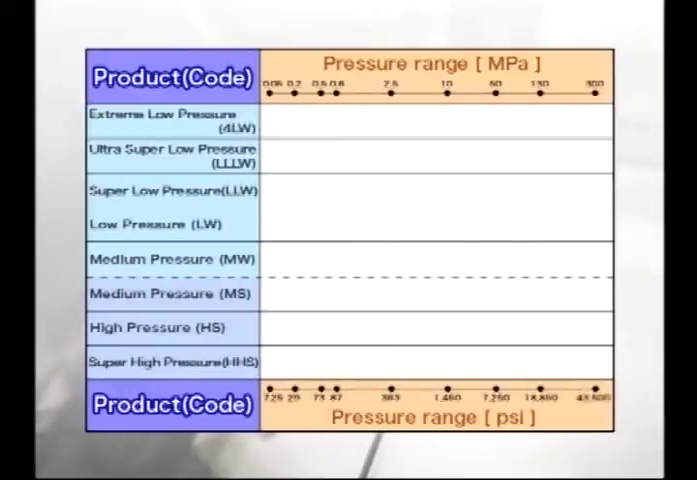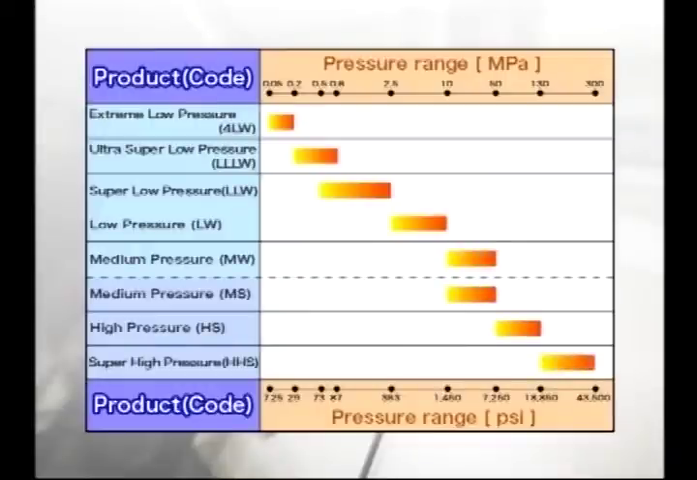For measuring various range of pressure, there are 8 types of Prescale lineup. You can select a proper type of Prescale according to your measuring pressure range.